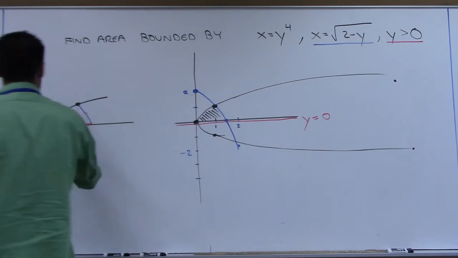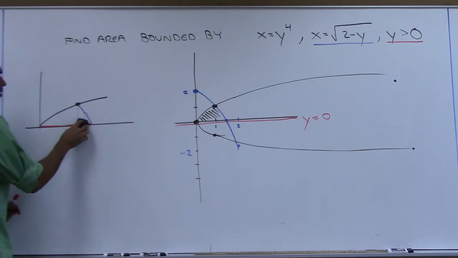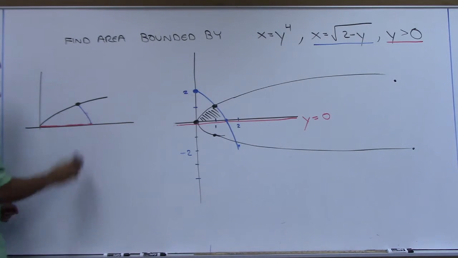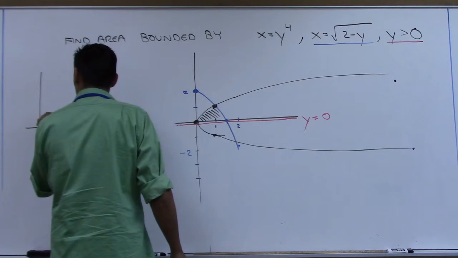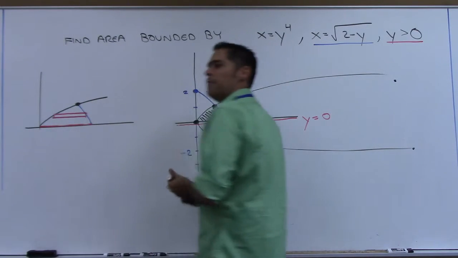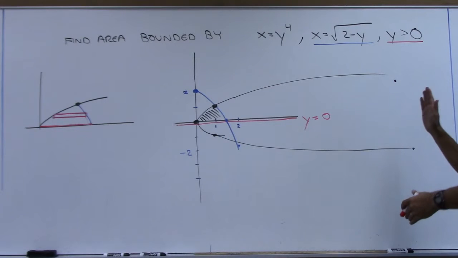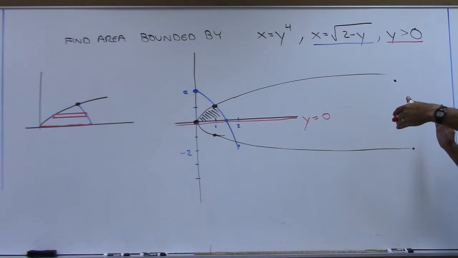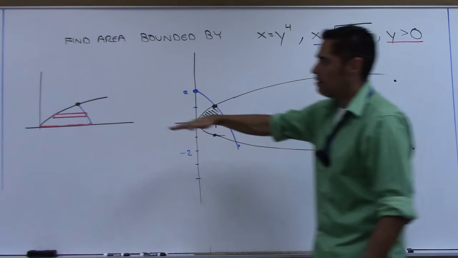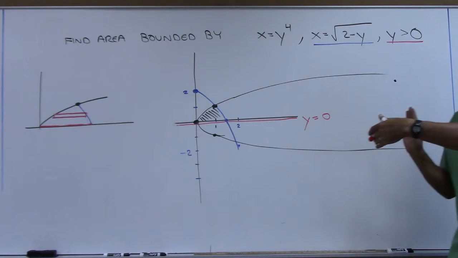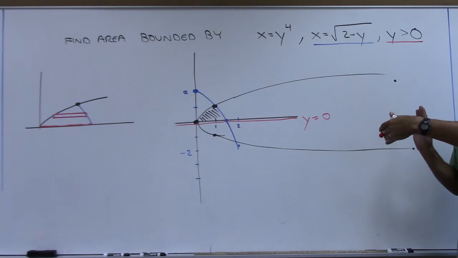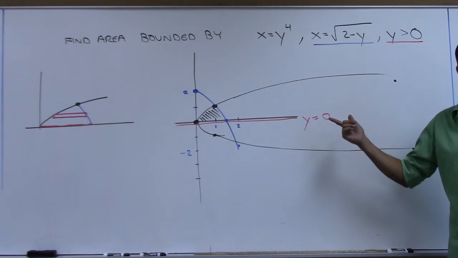If I do horizontal rectangles, one rectangle should take care of everything. Because the blue function will always be to the right of the black function, right? As I move the rectangle up and down, the blue is always to the right of the black. Right? So that makes sense that we would want to do that.